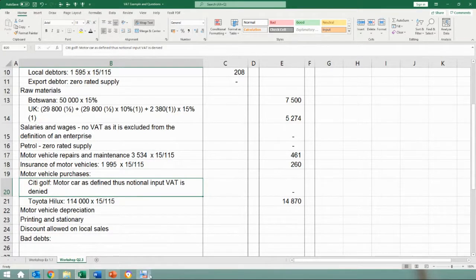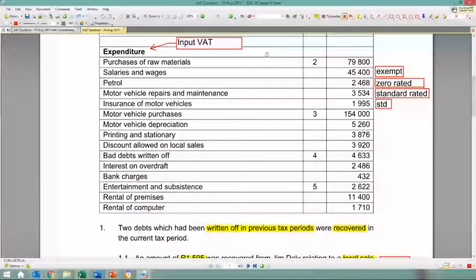Okay, so let's go back to the question now. So now we've done motor vehicle purchases. The next item is motor vehicle depreciation. Will we be able to claim VAT on motor vehicle depreciation? What do you guys think? Okay, so Estienne thinks it's standard. Does anyone else have any other comments they would like to add, or do you have a different view to Estienne?